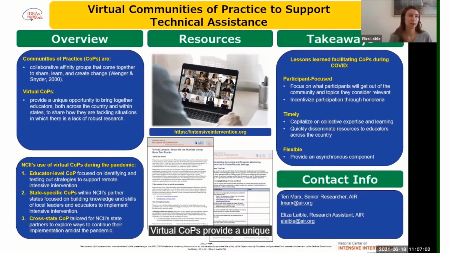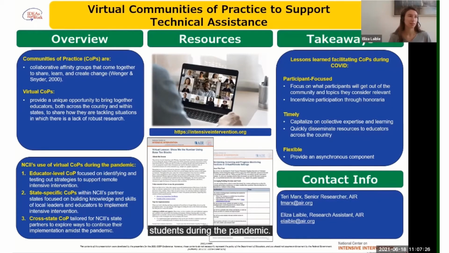Virtual COPs provide a unique opportunity to bring together educators, both across the country and within states, to share how they are tackling situations in which there is a lack of robust research, such as sharing promising practices for remote instruction that have shown positive results with students.